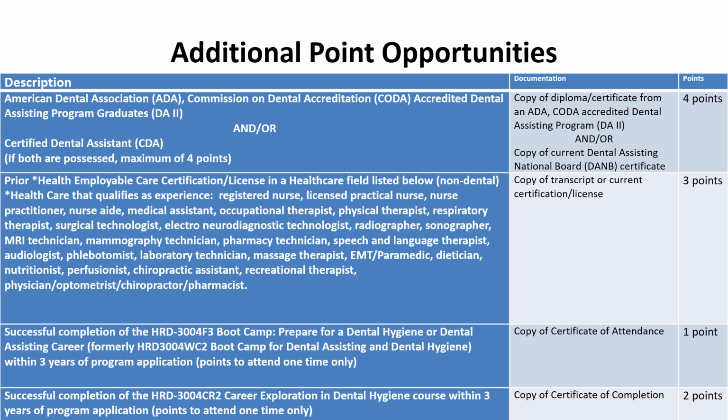This slide illustrates additional point opportunities available to students. 4 points will be awarded for students who supply a copy of your diploma or certificate from an ADA CODA accredited dental assisting program and/or a copy of your current dental assisting national board certificate. 3 points will be awarded if you supply a copy of a transcript or current certification license in a healthcare field outside of dental. 1 point will be awarded for attending the dental hygiene boot camp. However, this has to be completed within 3 years of the program application deadline. And 2 points will be awarded for anyone who attends the career exploration course in dental hygiene within 3 years of the program application.